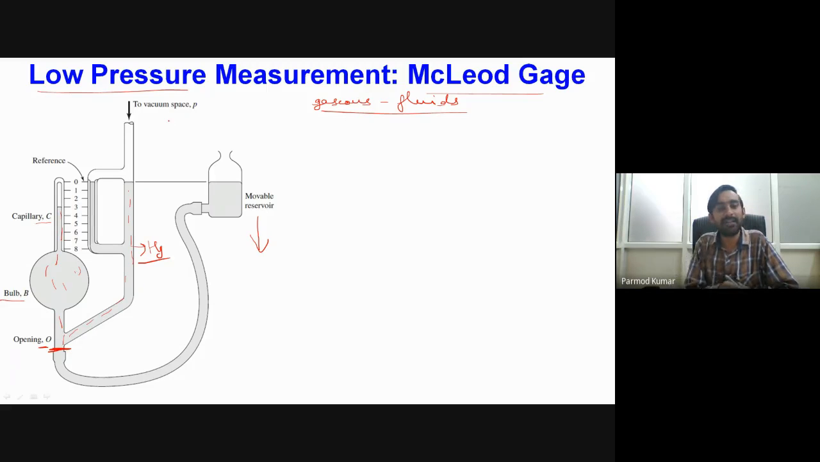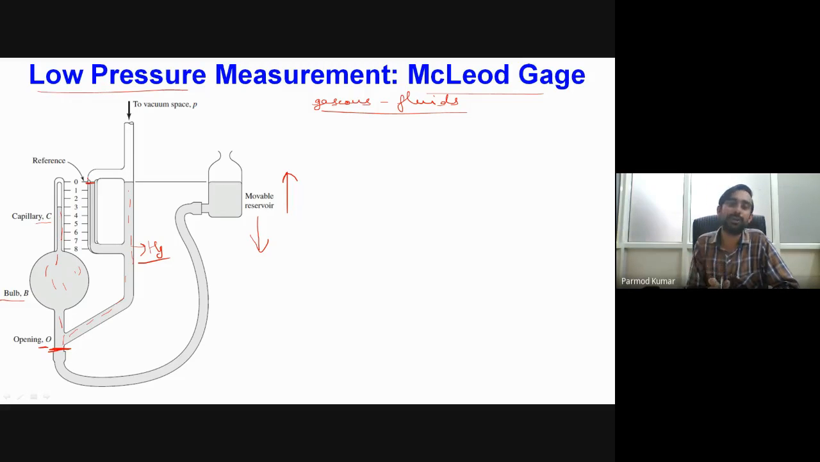Once the entire medium has filled, what we do is once again increase the level of the movable reservoir, and we increase its level until the manometric fluid reaches the reference value.